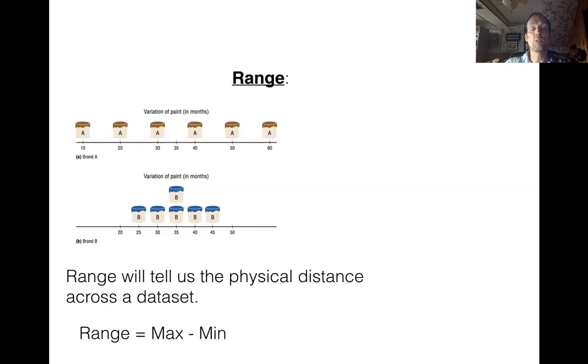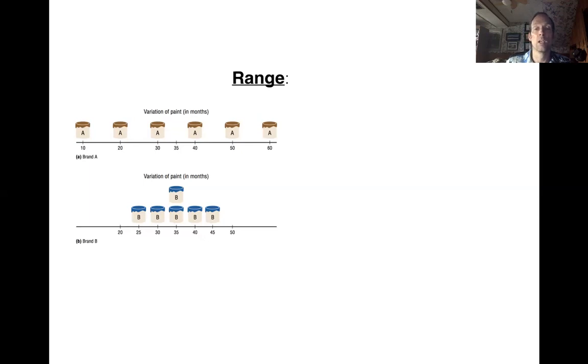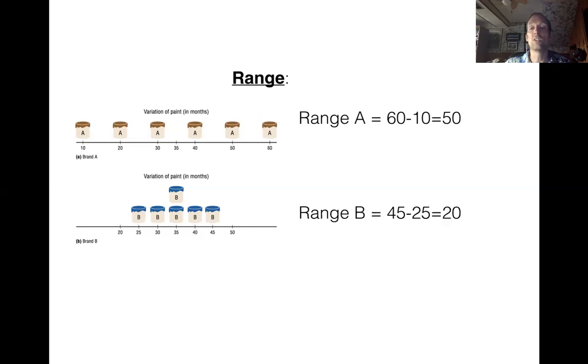So to calculate the range, we're going to get the maximum of the data set, and we're going to subtract from that the minimum of the data set. So we'll go ahead and calculate the range for data set A, that's going to be 50 hours. Range for data set B is going to be 20 hours. So that means data set A is definitely much more widely dispersed than data set B. Data set A is taking up more room on the number line than data set B is.